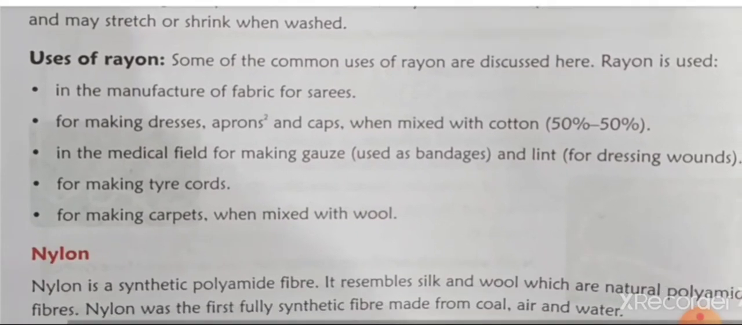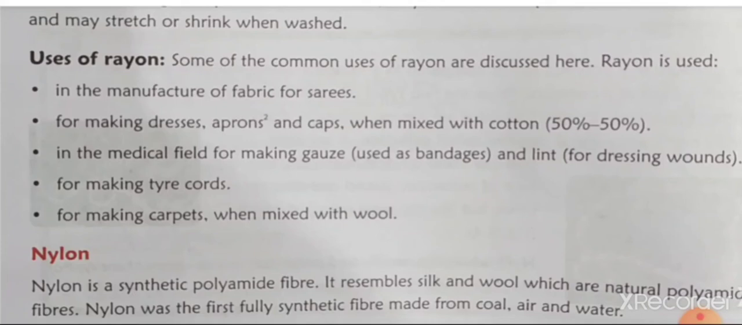Now what are the uses of rayon? Some of the common uses of rayon are discussed below. First, in the manufacture of fabric for saris. Second, for making dresses, aprons. Aprons are used in laboratories, that white colored outer covering, jacket like apron. And caps, when mixed with cotton, means 50% rayon and 50% cotton.